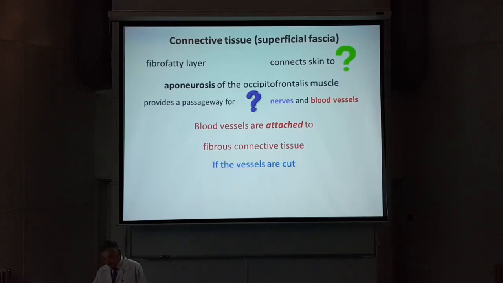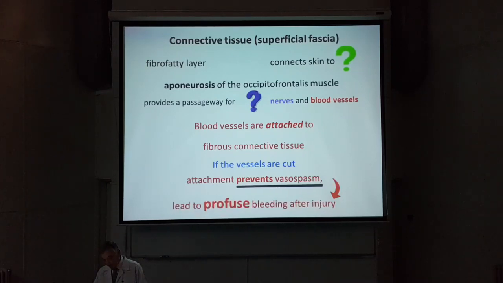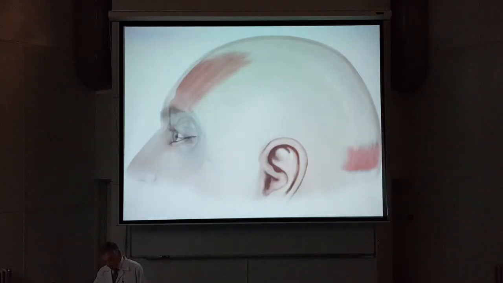Now, if the vessels are cut, they cannot go into spasm to prevent bleeding, and the result is profuse bleeding. You will receive a patient with his or her face full of blood, and the clothes are full of blood. You start cleaning, and you will find that this is a 2-centimeter wound in the scalp. Especially if the wound involves a major artery which cannot go into spasm, so it's going to bleed.